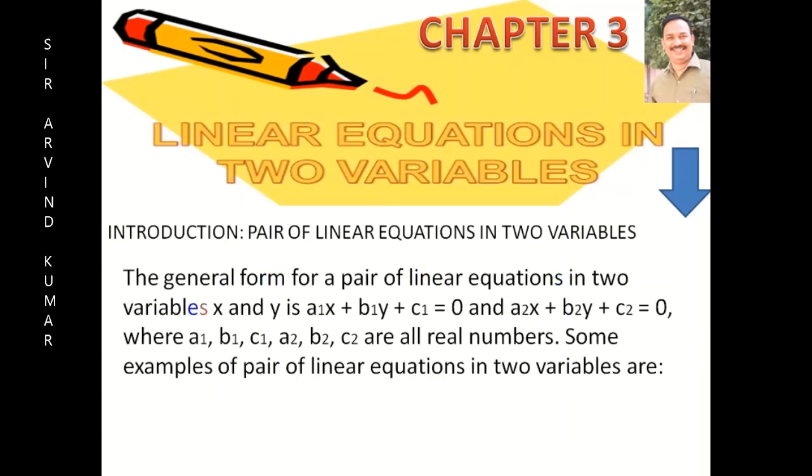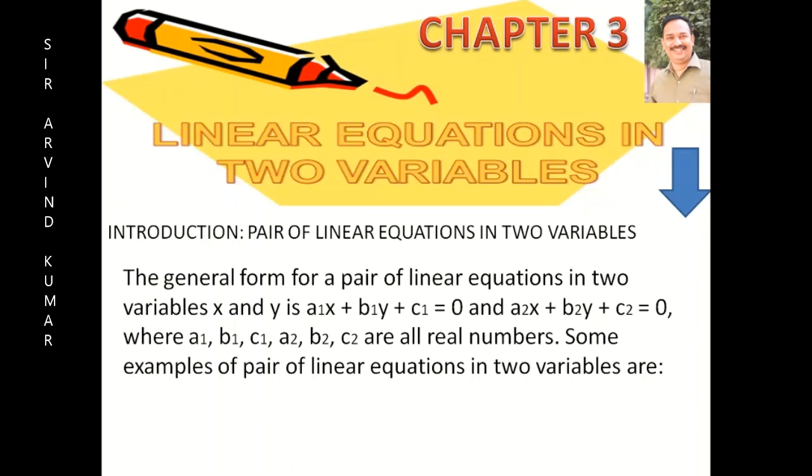The general form of a pair of linear equations in two variables x and y is a1x plus b1y plus c1 is equal to 0 and a2x plus b2y plus c2 is equal to 0, where a1, b1, c1, a2, b2, c2 are all real numbers.